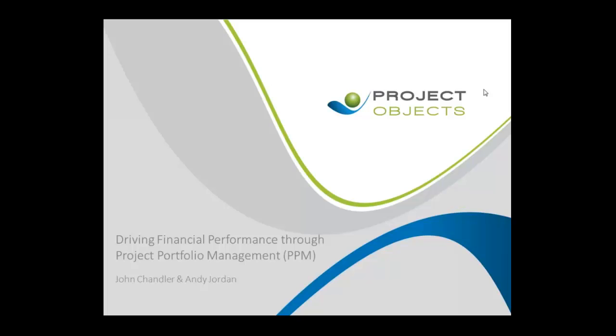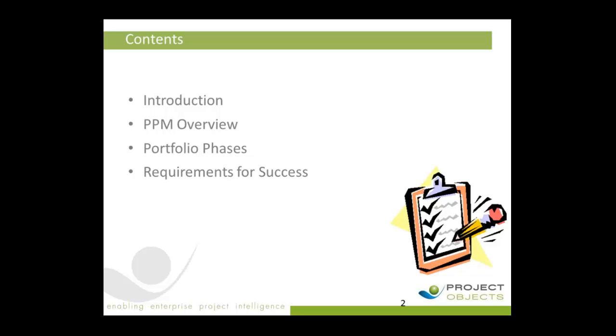So let me just go straight into the presentation, and I'll quickly run through some of the things that we're going to cover today. I'm going to give you a little bit of an introduction to my theories and concepts for this presentation. Then I'll talk a little bit about a PPM overview, then talk about portfolio phases and specifically how financial performance fits into those portfolio phases. We'll talk a little bit about what the requirements are for success. So if you like some of the things you hear, what do you need to do to make it happen in your organization? And then, as John mentioned, we're going to have a couple of polling questions today.